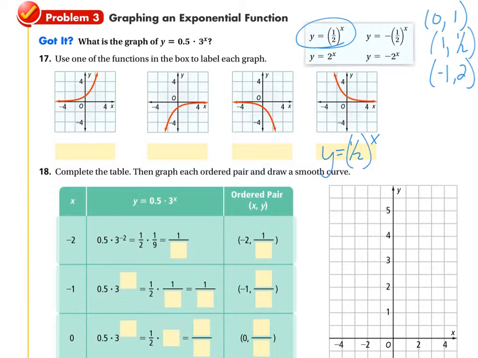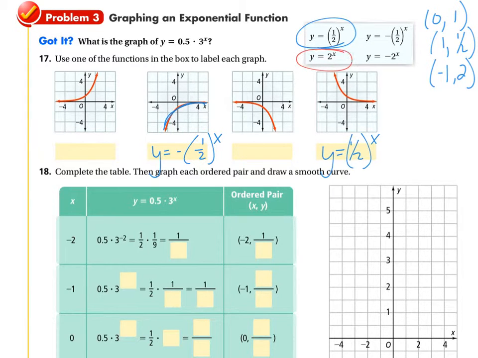Now, the reciprocal, now when this becomes negative, you're looking for the reflection over the x-axis. So this graph right here is your reflection. So this is y equals negative 1/2 to the x. Let me erase this, and we'll take a moment.